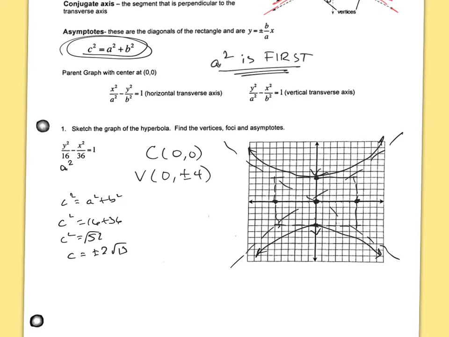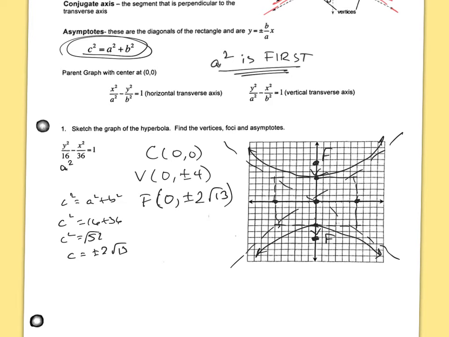Now, C is a pretty big number. Usually it's always going to be bigger than A because your focal points exist inside the curve. Now, you don't have to draw the graph, and I don't even know if those are accurate, but I just wanted to show you where the foci are. So from the center, we're going to go up and down. So the focal points are at 0 plus or minus 2 radical 13.